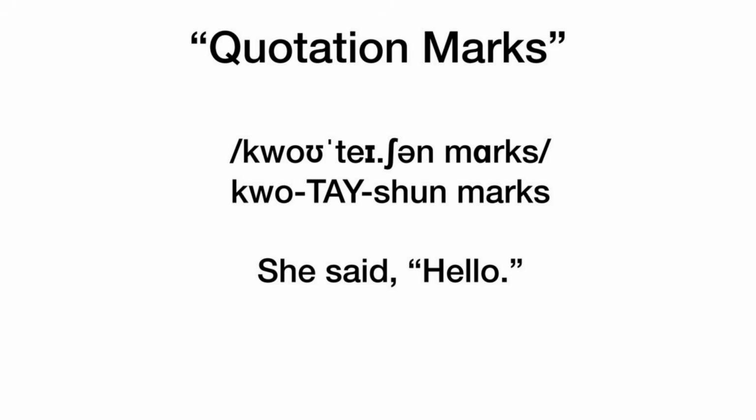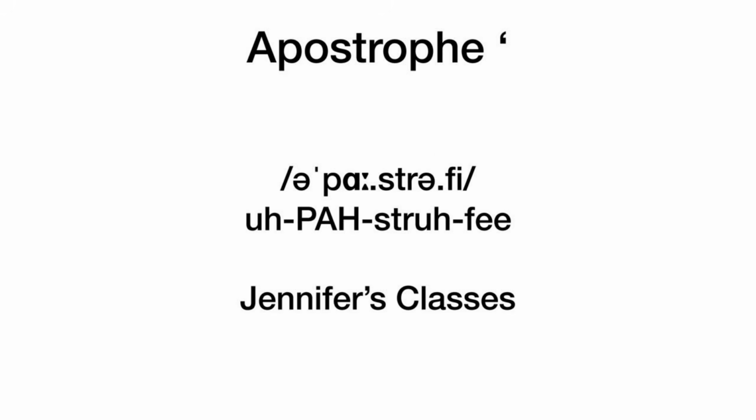All right, moving on to the apostrophe. The apostrophe shows possession in written American English. We are showing possession. So this is my class, Jennifer's class. We've got a few schwas in here. This is great to practice the reductions. So we have schwa, pa, schwa, and phi.